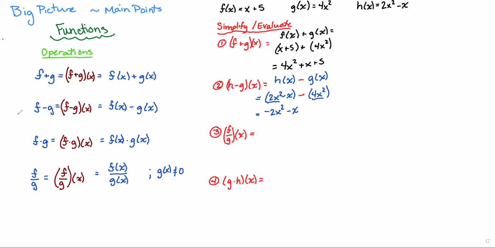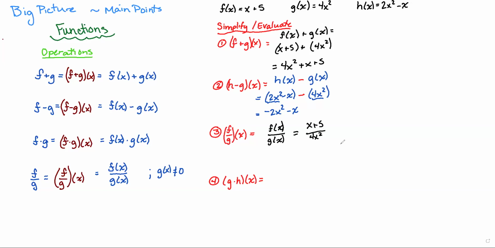All right, then we can go to f divided by g. So this is going to be the same thing as f of x divided by g of x. And I'm going to assume that my g of x is not equal to 0. So we're going to assume we're not plugging in 0. For this one, because it's a fraction, I usually do work across so that I can replace it. So f of x, the right-hand side is x plus 5. G of x, the right-hand side is 4x squared.